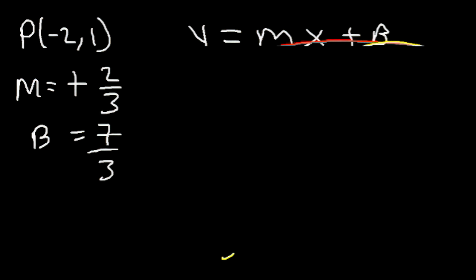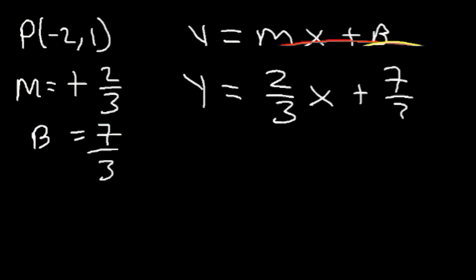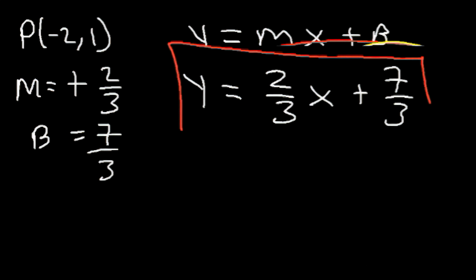So b is 7 over 3. Now we can write the equation. Let's plug in the values for m and b. So it's going to be y equals 2 over 3x plus 7 over 3. So this is the equation of the line.